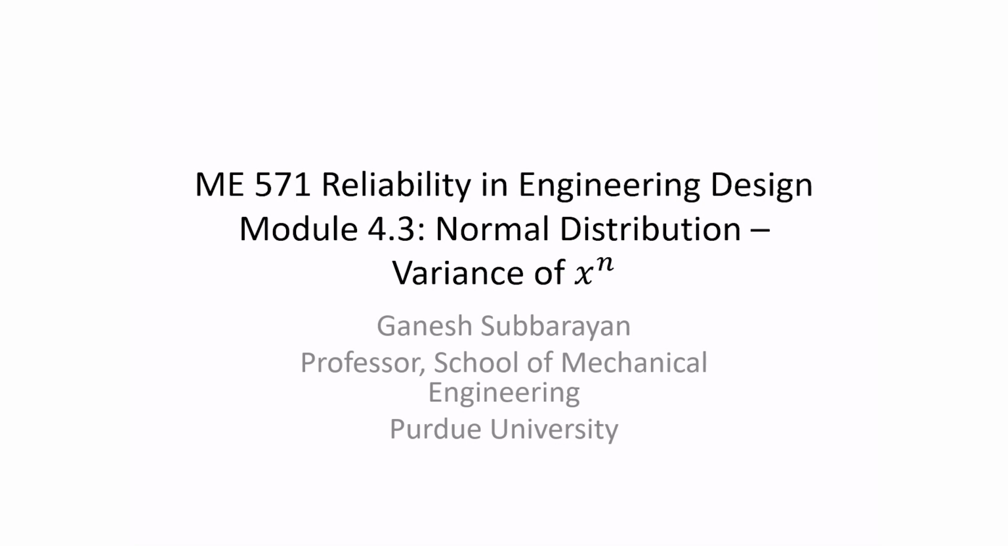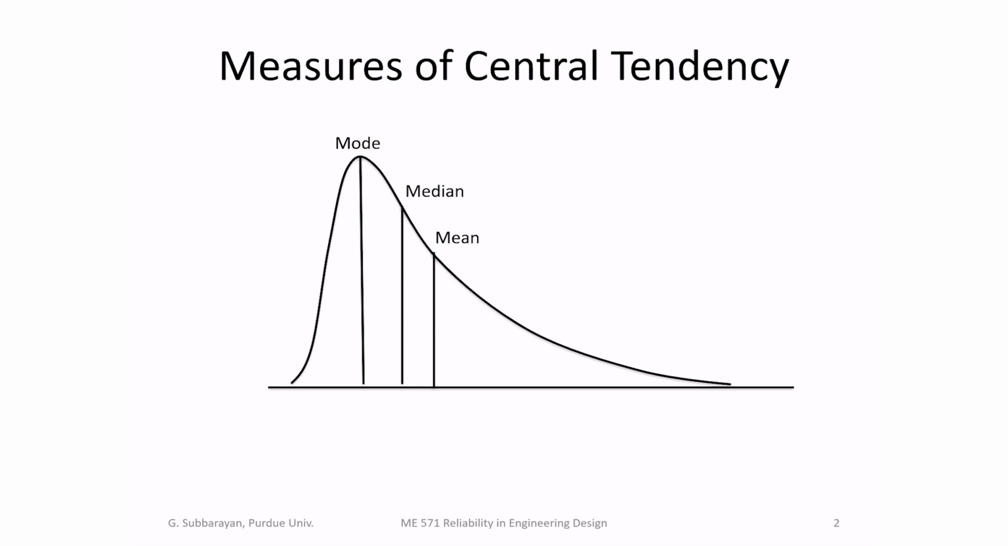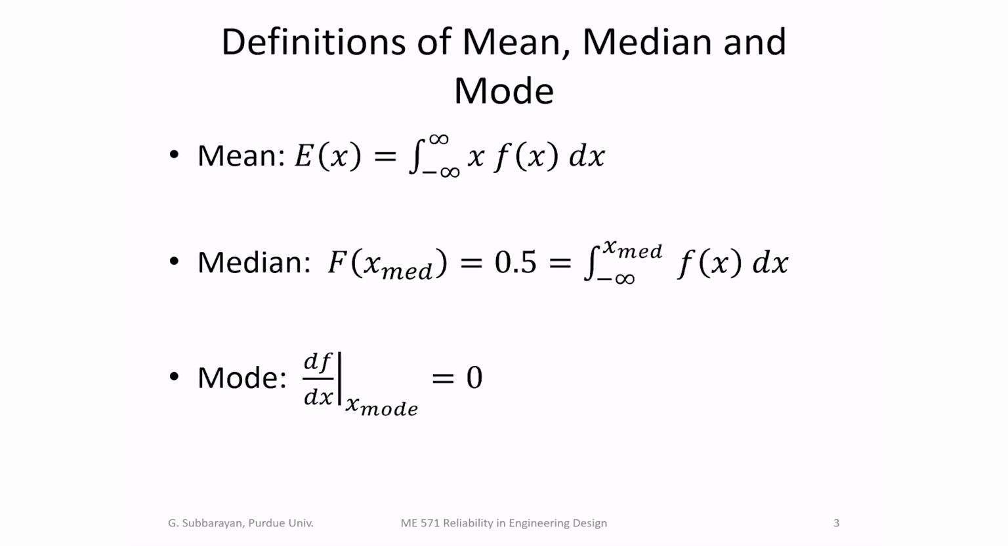But before we go there, I want to review something that we've discussed in the past, and that is the measures of central tendency. We talked about how mode, median, and mean are measures of central tendency. So the definitions are: mean is the expected value of x. Expected value of any quantity is that quantity times the PDF integrated between the limits of minus infinity to plus infinity. And median is the value at which the probability turns out to be 0.5.